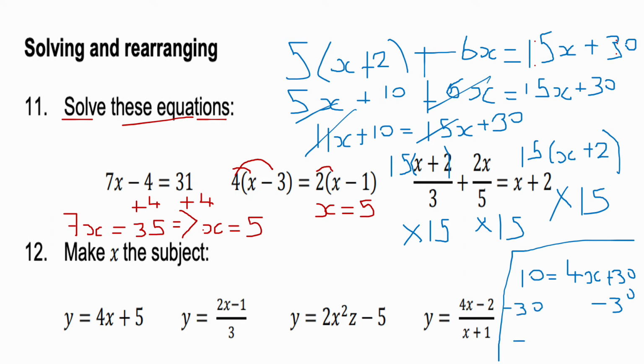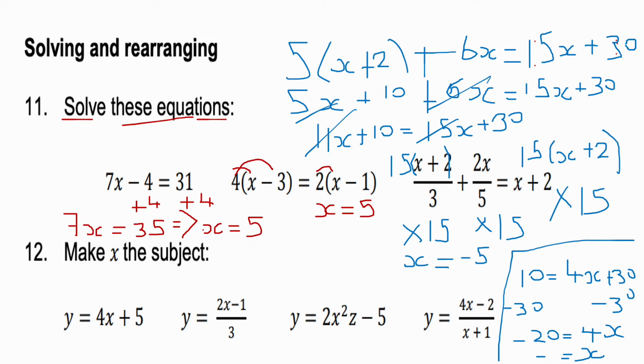10 take away 30 is negative 20. Negative 20 is equal to 4x. Dividing both sides by 4, negative 20 divided by 4 is negative 5. So we get negative 5 is equal to x. So the answer to this one, guys, I'll put it underneath. x is equal to negative 5 is the solution to this algebraic fractions problem.